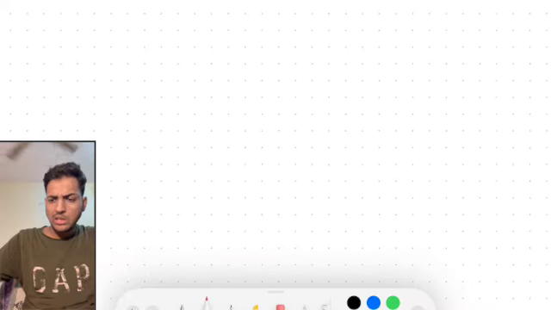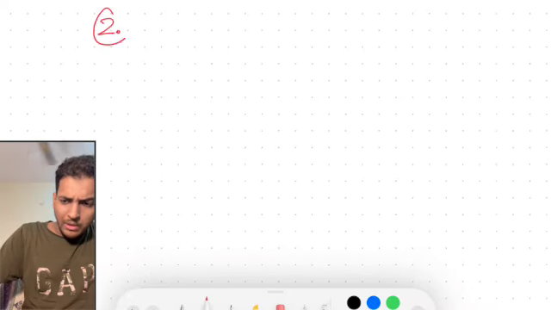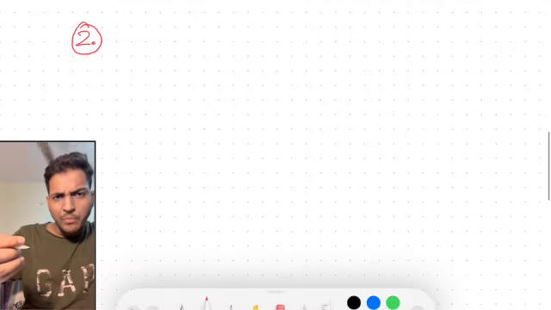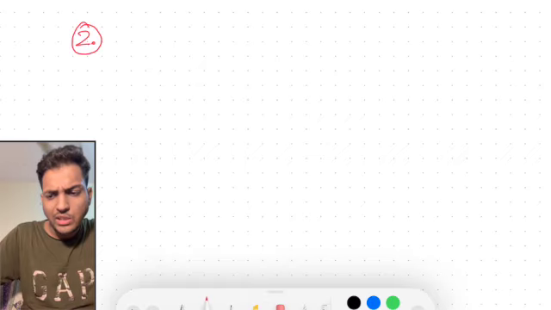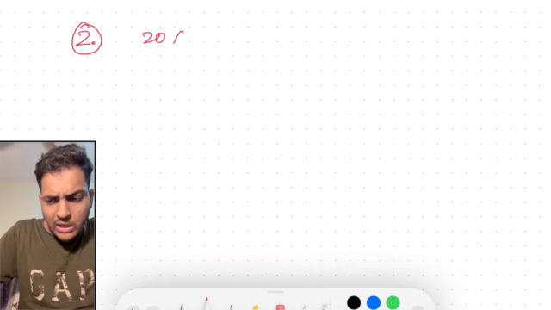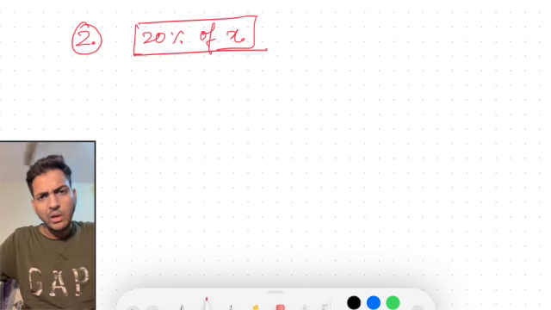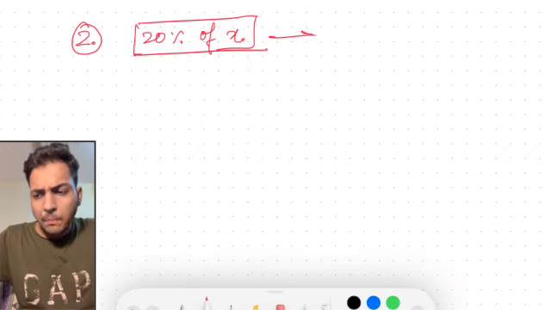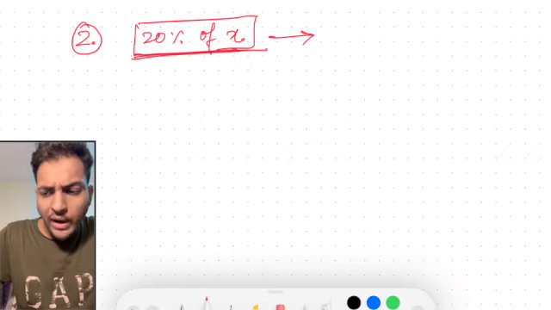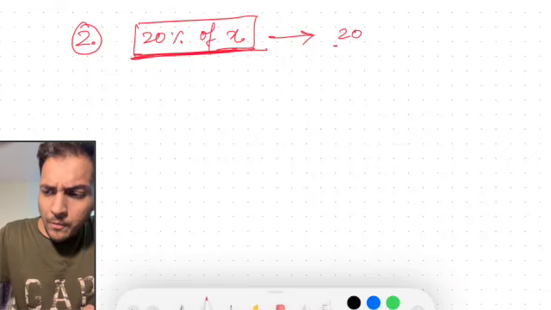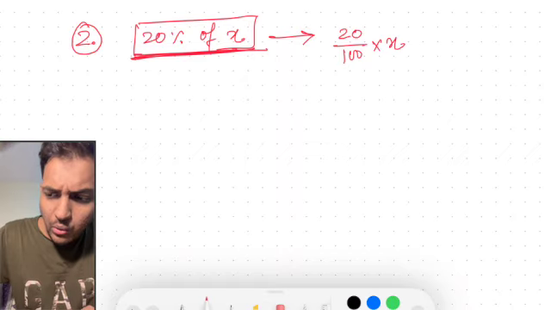Now see the second rule. Rule number 2: if I ask you to find any percentage of a number, suppose I ask you to find 20% of X, or anything, it can be 15%, 20%. Very simple, I will not spend a lot of time. If you have to find 20% of any number, what will you do? 20 by 100 into X.